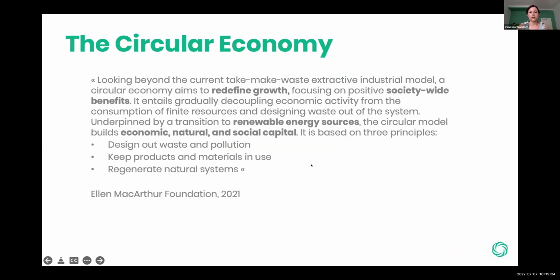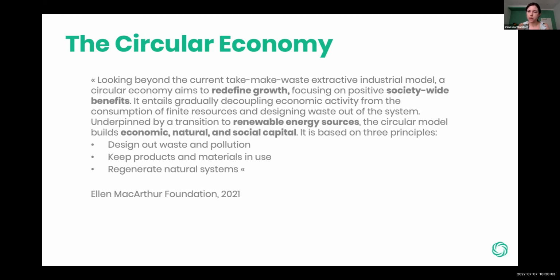According to the Ellen MacArthur Foundation, the institution leading in the field of circular economy, circular economy is moving beyond the make-waste industrial model and redefining growth: a growth that is positive for the whole society, that is regenerating natural systems, and that is building economic, natural and social capital. How to do that is to start at the beginning and design out waste.